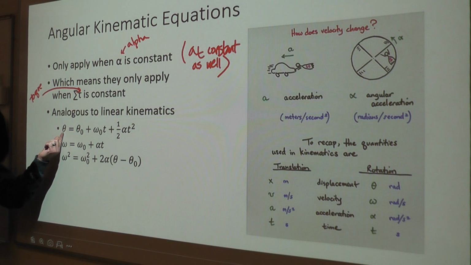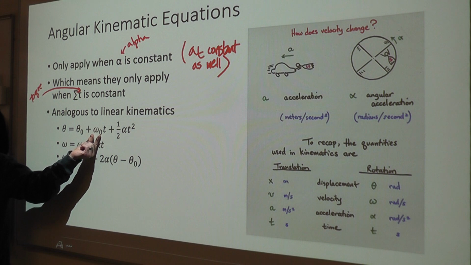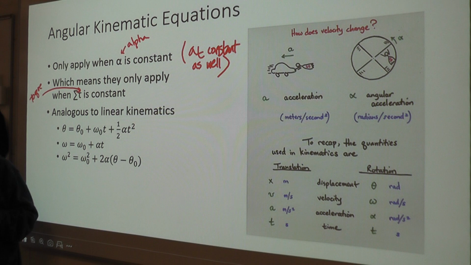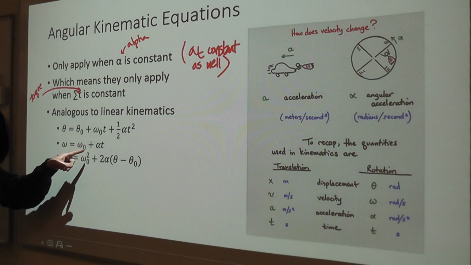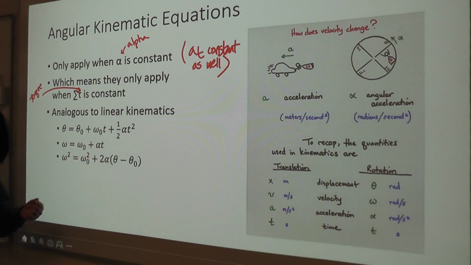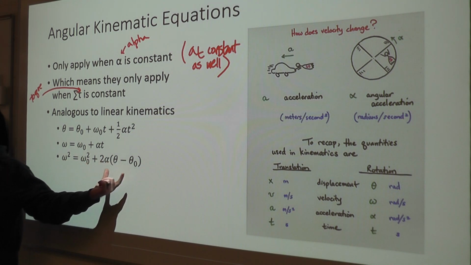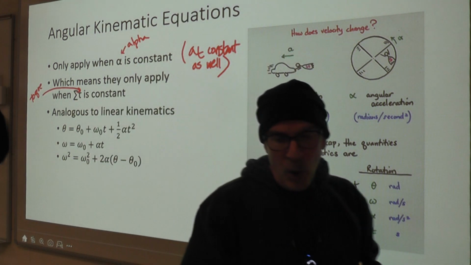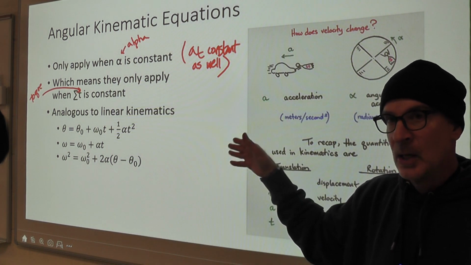Our final angular displacement will equal our initial angular displacement plus initial angular velocity times time plus 1/2 the angular acceleration times time squared. Our final angular velocity will equal our initial angular velocity plus angular acceleration times time. And our final angular velocity squared will be equal to our initial angular velocity squared plus 2 times the acceleration times the angular displacement, theta minus theta naught. And all of those things are the same setup as our kinematic equations before.